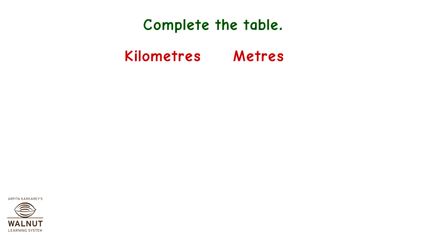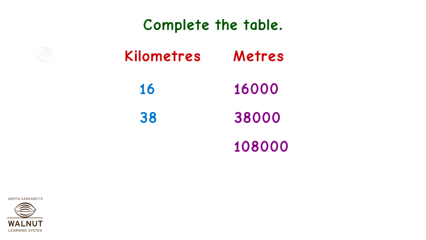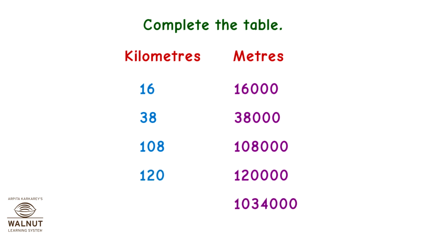Complete the table. 16,000 meters is equal to 16 kilometers. 38,000 m is equal to 38 km. 1,08,000 m is equal to 108 km. 1,20,000 m is equal to 120 km. 10,34,000 m is equal to 1,034 km.